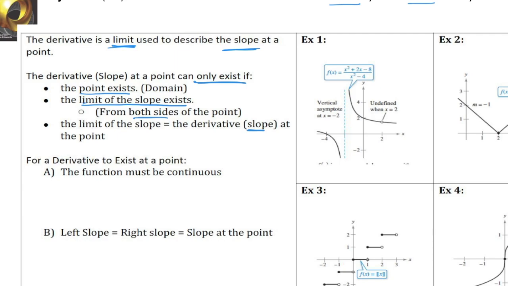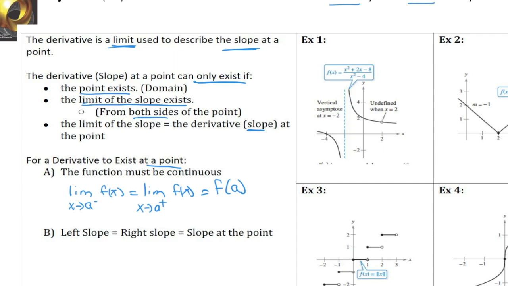This follows from the definition of continuity. So for a derivative to exist at a point, several things must occur. Your function must be continuous. So you're going to have to know that the limit as x approaches a from the left side of the function is equal to the limit as x approaches a from the right side of your function, but that must also be equal to the function evaluated at a. This guarantees that you have continuity.